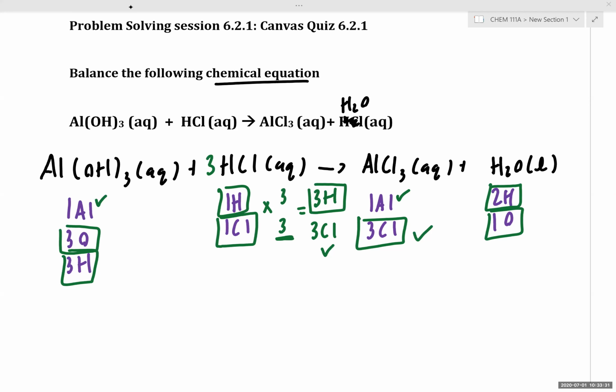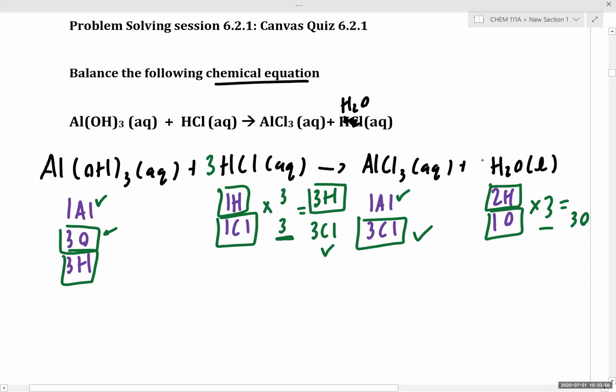So looking at oxygen, we have 3 oxygens on the left and water only has 1 on the right. So 1 times what would give us 3 oxygens? What coefficient should we plug in, or should we guess, for water? 1 times what would give us 3? 3, yep.